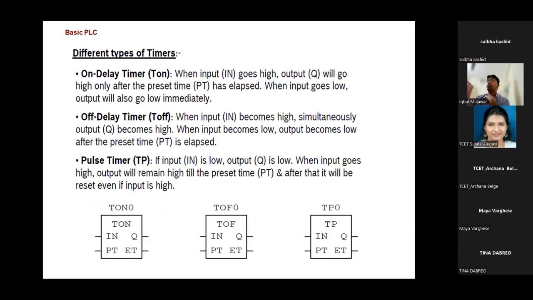Anyone? Now we'll jump directly to the timer. Timer on delay, timer off delay, and pulse timer. Okay. Timer on delay we use when, after giving the input, the system should turn on after a certain amount of time. Timer on delay, it will take time to turn on. Timer off delay, it will take time to turn off. Okay, after a certain amount of time it will turn off.